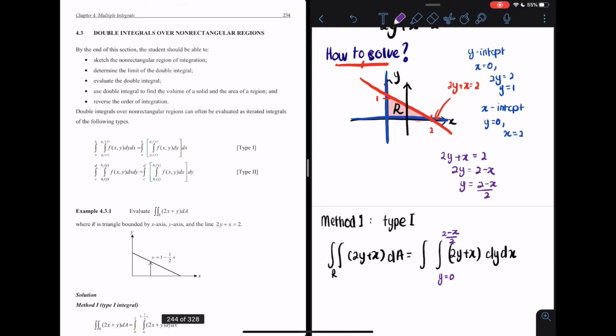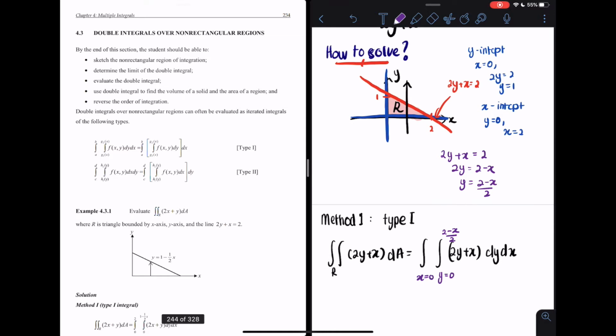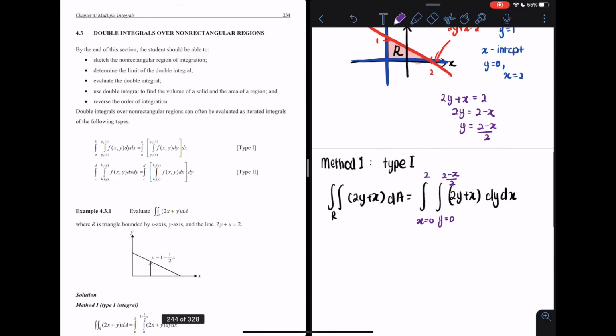Right after that, what should I do with variable x? The lower and upper limits with respect to variable x can be determined by simply observing the region R. If you look carefully at this region R, x only starts at x equal to 0, and then it will end at x equal to 2. Therefore, x equal to 0 is the lower limit with respect to variable x, and x equal to 2 is the upper limit. So right after I manage to determine all the limits, now I can focus on solving this problem.